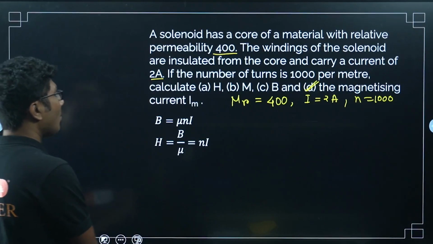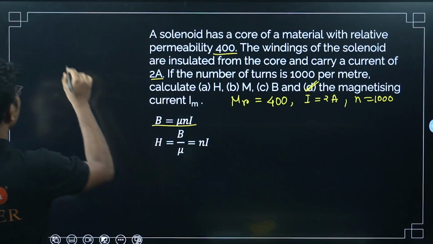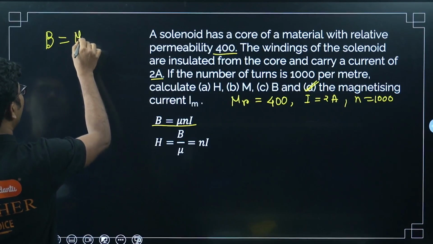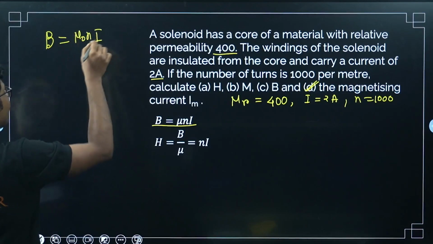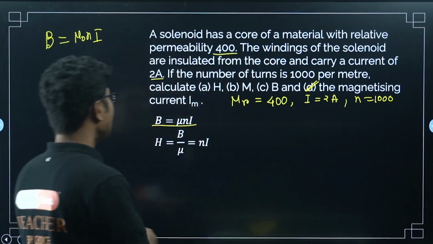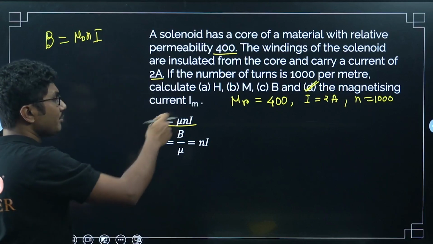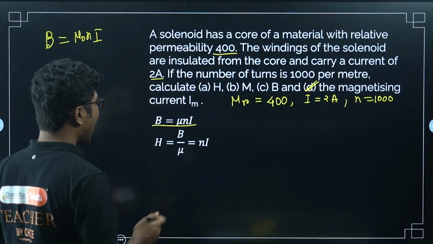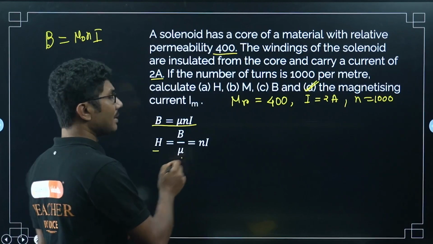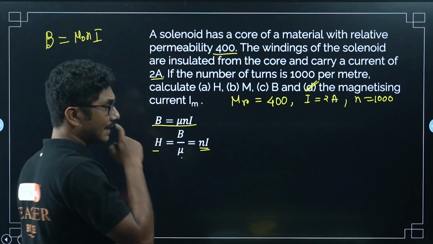So first of all, what is magnetic field? We know that magnetic field in free space, when there is nothing, was given by mu naught n i for a solenoid. So here B equals, instead of mu naught, we have to use mu, so B equals mu n i, right? And H is given by B by mu. You should remember this. So we can write H is basically n i.